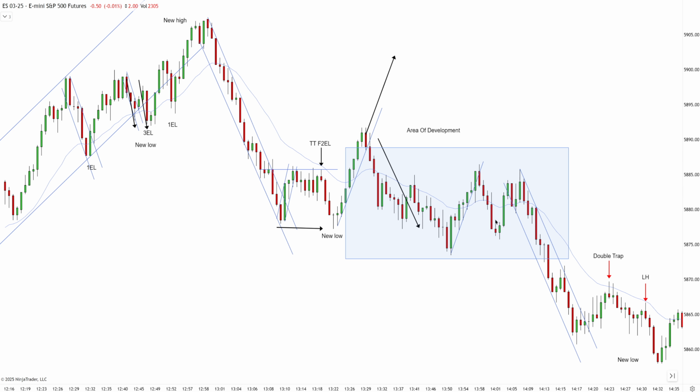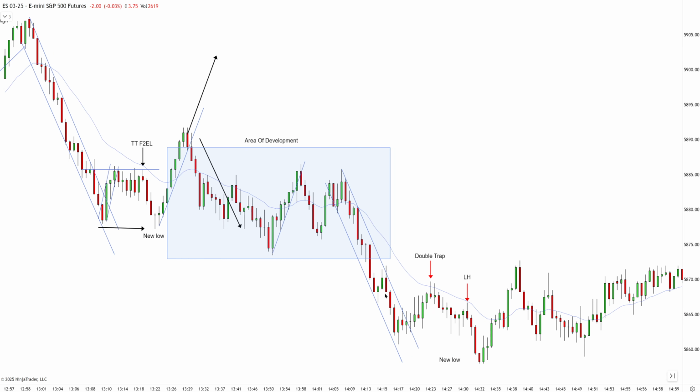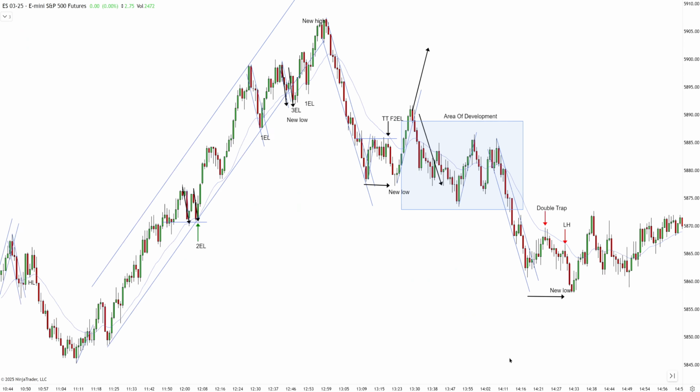Don't even think about setups. You want to understand what the bias is. The bias was unclear here. This area of development, and we actually had two decent trades to finish the day. Double trap, lower high, and the downtrend needs to get a new extreme.